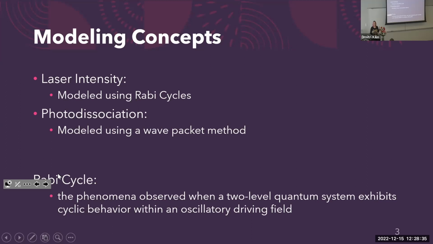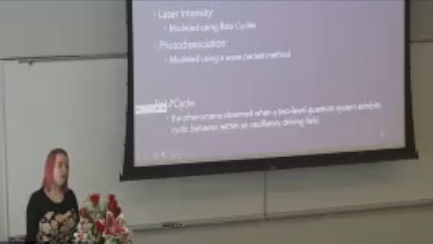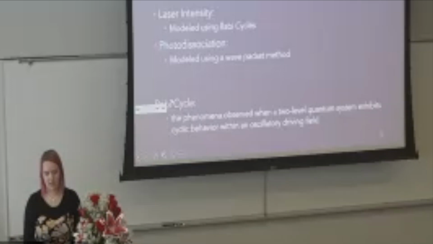So basically, and I'll show this in a video later, as the Rabi cycle progresses, the probability density just kind of switches from ground state to excited state, which in this project there are a couple of different excited states that were explored. And then the other component was exploring the photodissociation into the two radicals, which were modeled using a wave packet method.